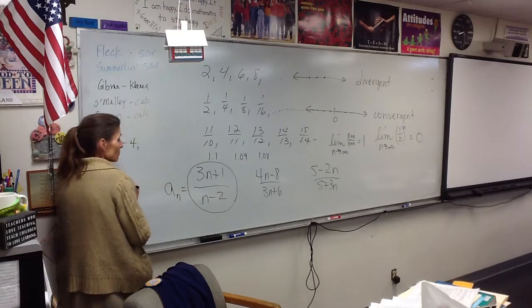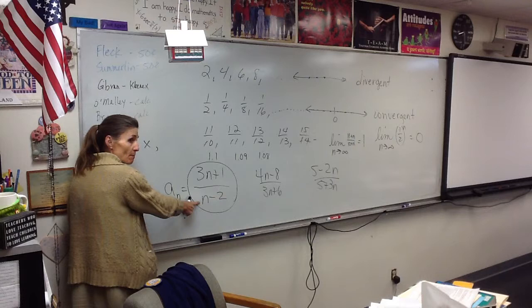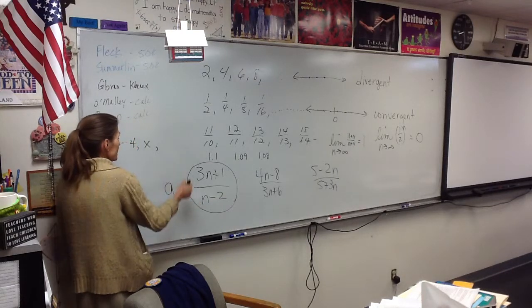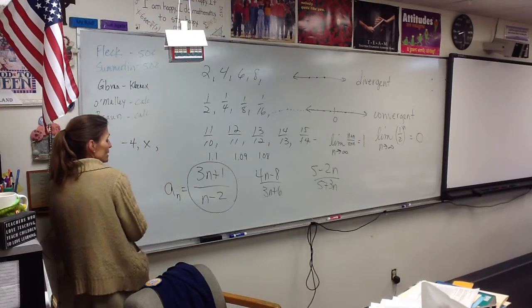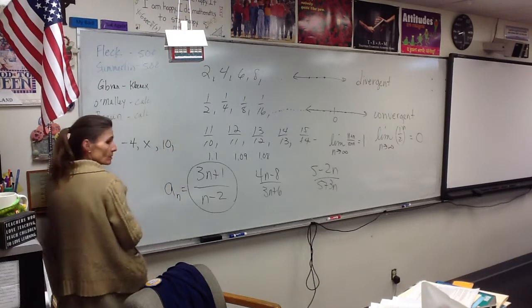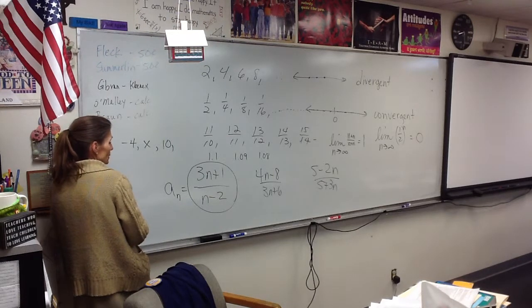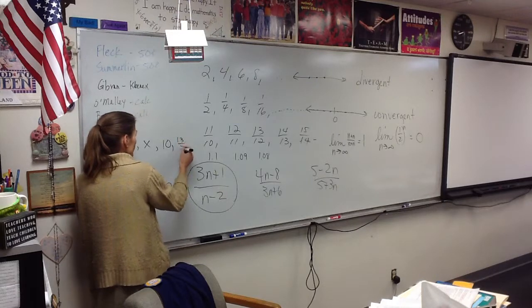What does it equal when n equals 2? Well, it can't, so I have to leave that one blank. You can't put a 2 in here. Does everybody see that? But that's okay. Now put 3 in. What do you get when you put 3 in? 10 over 1, you get 10, right? What do you get when you put 4 in? 13 over 2.